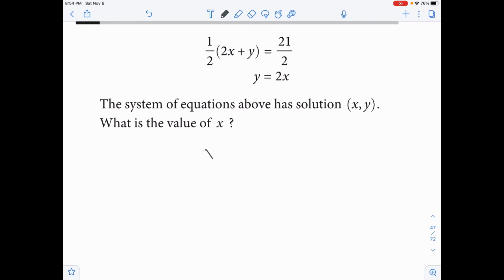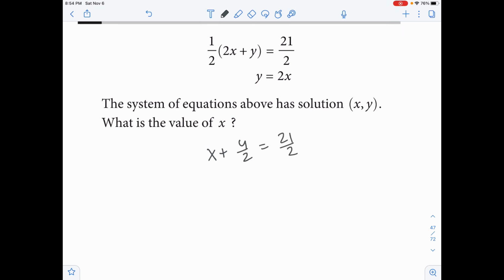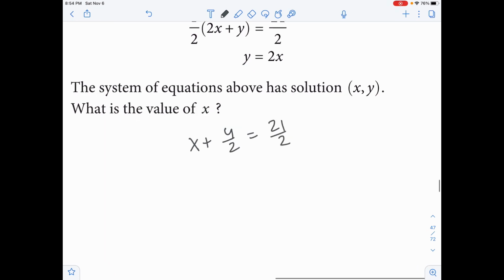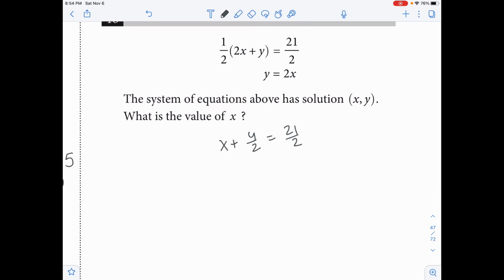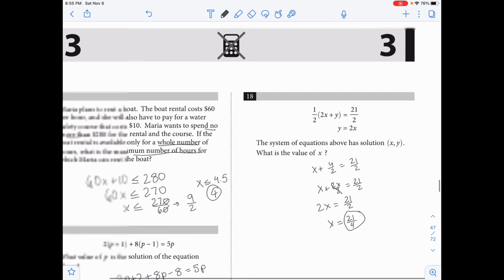For 18, solve the system of equations. So x plus y over 2 equals 21 over 2. And I'm going to plug in y as 2x, so x plus 2x over 2 equals 21 over 2. So x plus x is 2x equals 21 over 2. Divide both sides by 2, and then we get 21 over 4, which should be my answer for 18.